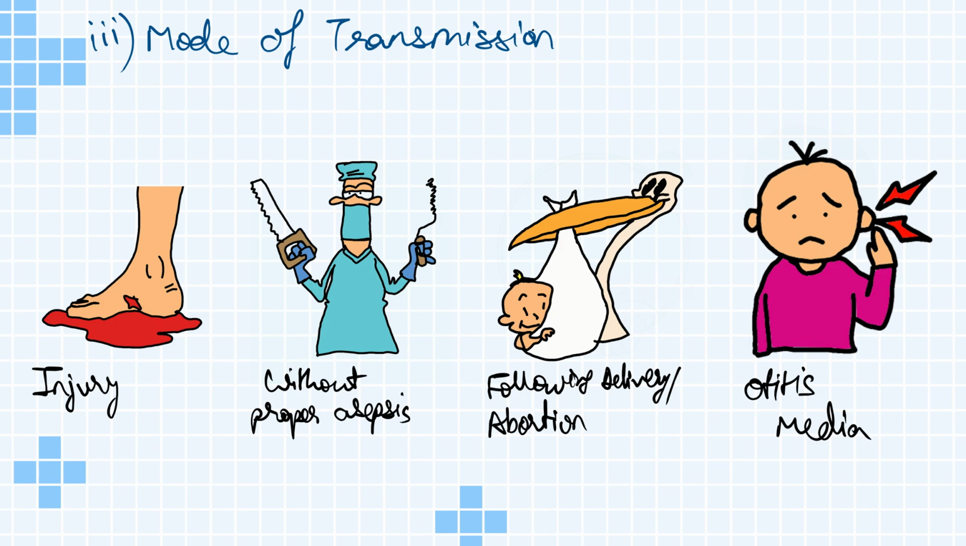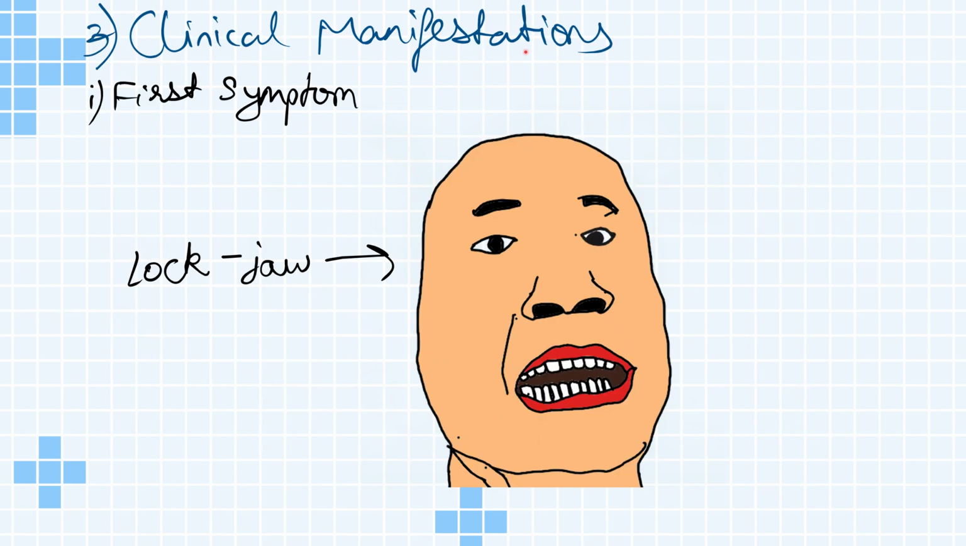as a source. Now, coming to the clinical manifestations of tetanus, the first and the most characteristic symptom is lockjaw, also known as trismus. Due to continuous muscle contraction, the muscles of the jaw become rigid and painful. Because of this, the patient finds it difficult to open the mouth properly. This is usually one of the earliest signs that raises suspicion of tetanus.